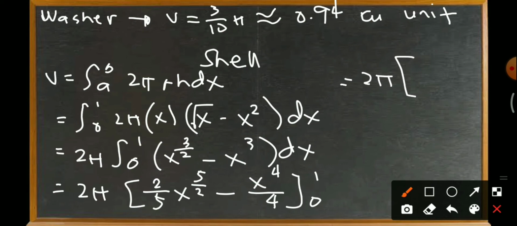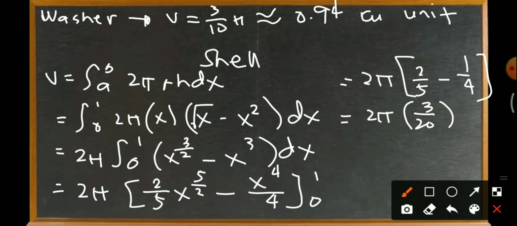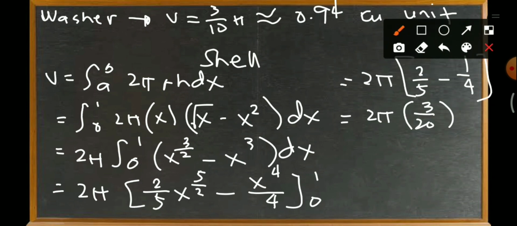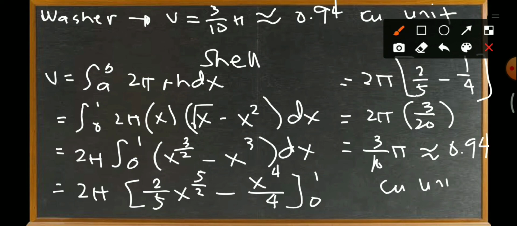So we have now 2 pi times 2 over 5 minus 1/4. So we have now 2 pi times 3 over 20. 3 over 20 times 2 pi is equal to 3 over 10 pi, or approximately 0.94 cubic unit.